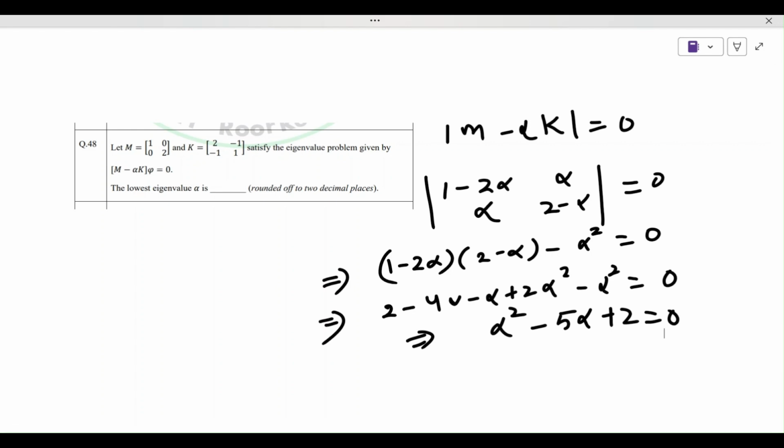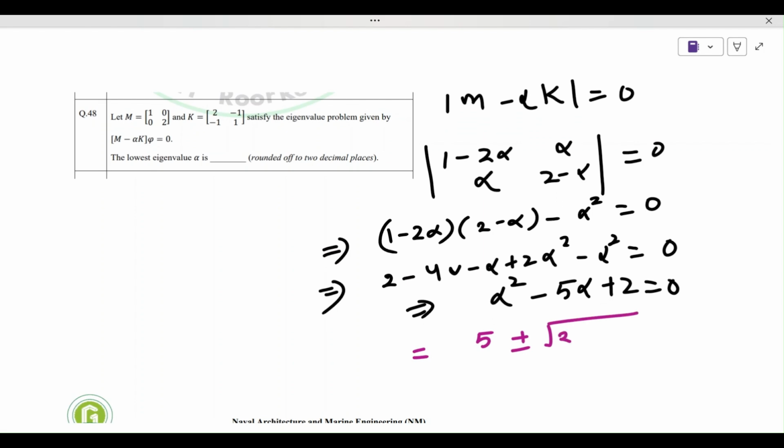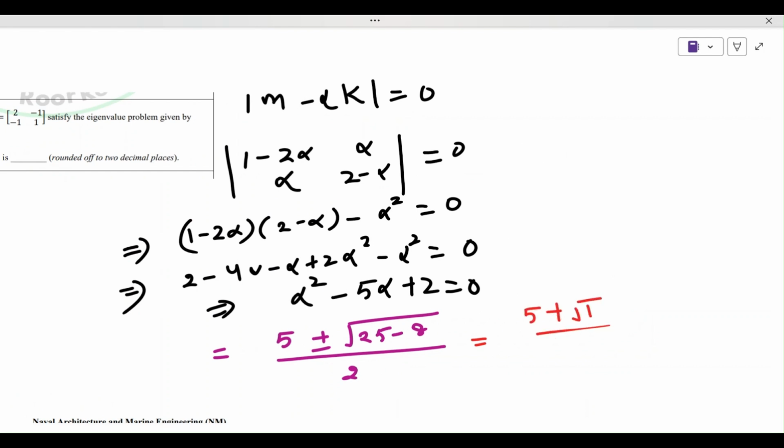We are going to apply the quadratic formula. So what do we get? We get minus minus, that is plus 5, plus minus under root 25 minus 8, by 2. So what are the values? We are going to get 5 plus under root 17 by 2, and second is 5 minus under root 17 by 2.